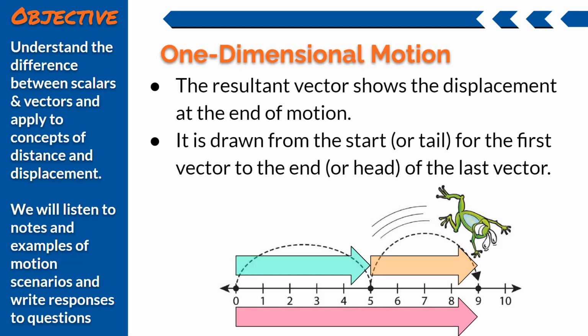It is drawn from the start, or the tail. Again, arrows have a head and a tail. The back end of it is called the tail. The pointy end is the head. But it's drawn from the tail of the first vector to the head of the last. So from start to end. And so that's my resultant in that example.